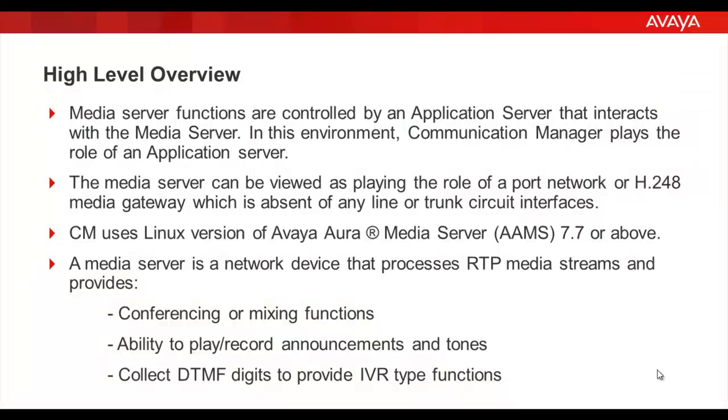We will quickly look at the high-level overview on how AMS works with CM. Media server functions are controlled by an application server that interacts with media server. In this environment, Communication Manager plays the role of an application server. We can consider media server as handling the role of a port network or an H.248 media gateway, which is absent of any line or trunk circuit interfaces. CM uses only the Linux version of Avaya Aura Media Server 7.7 or above.